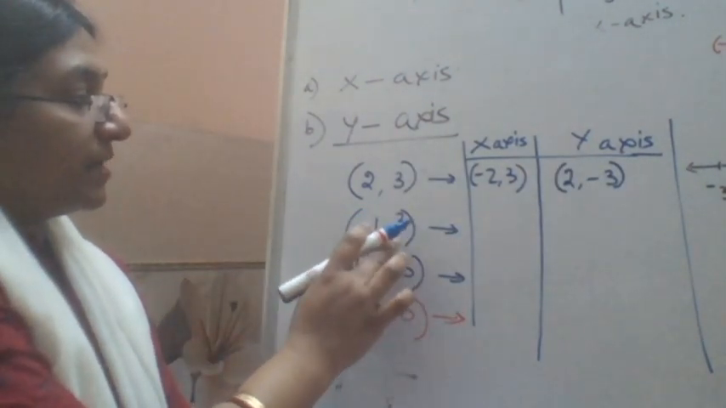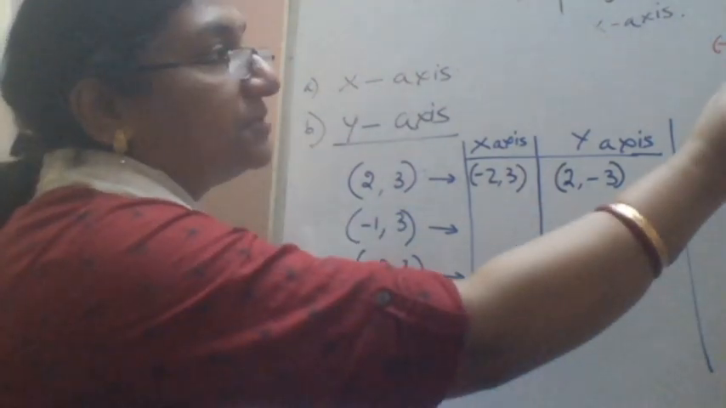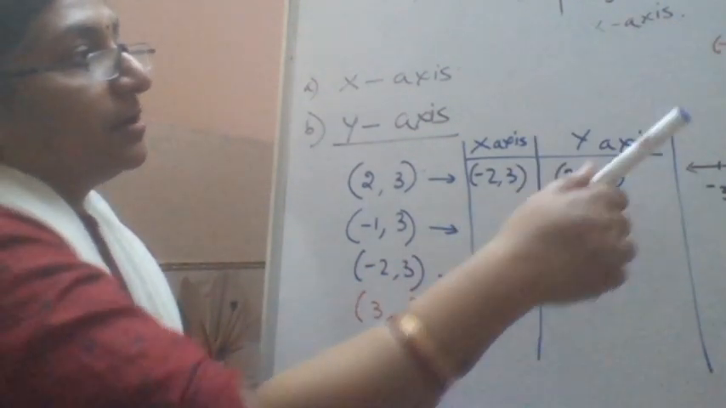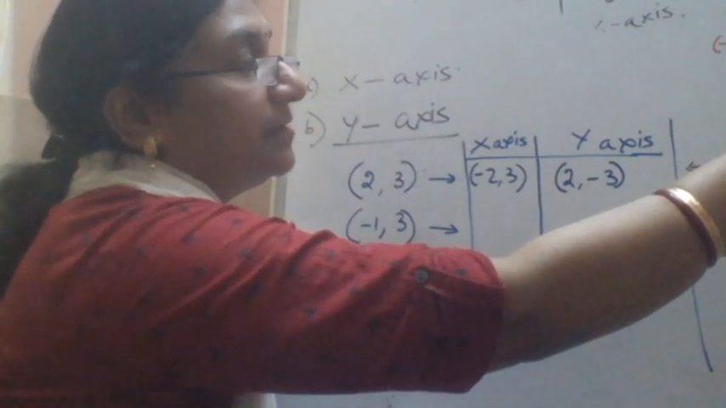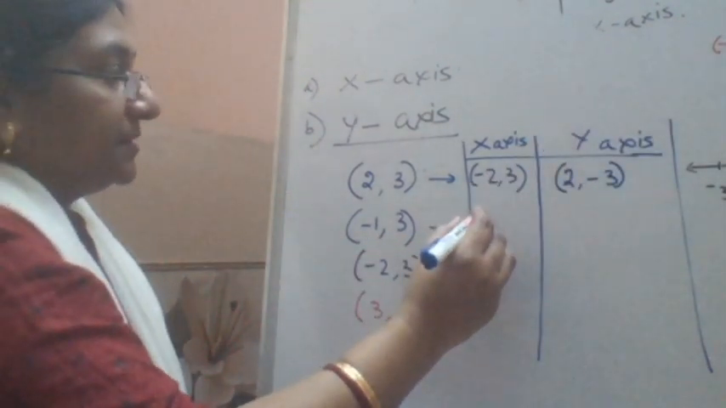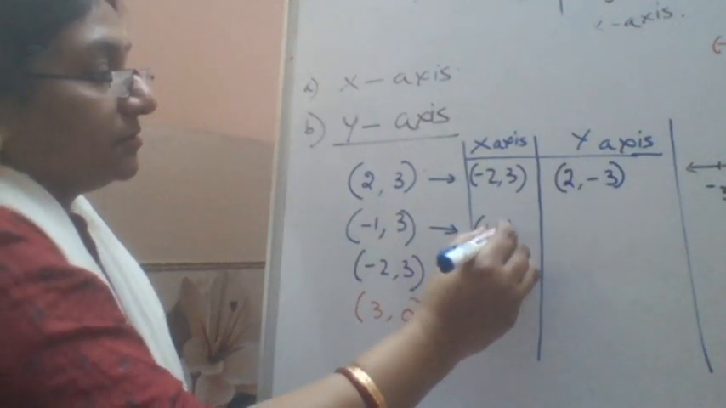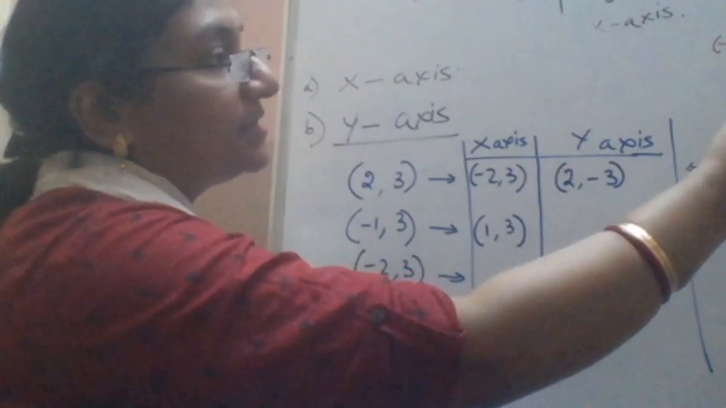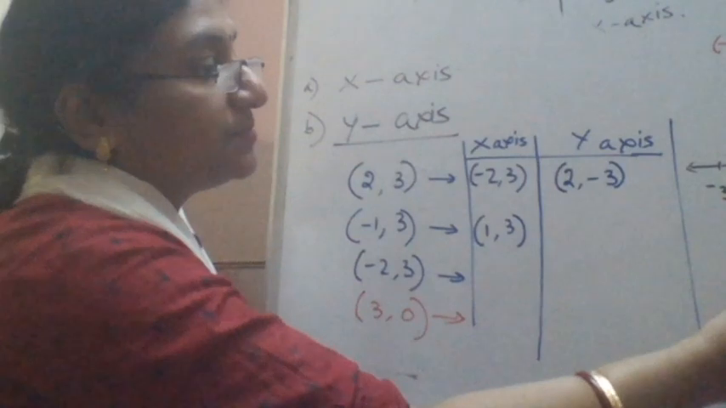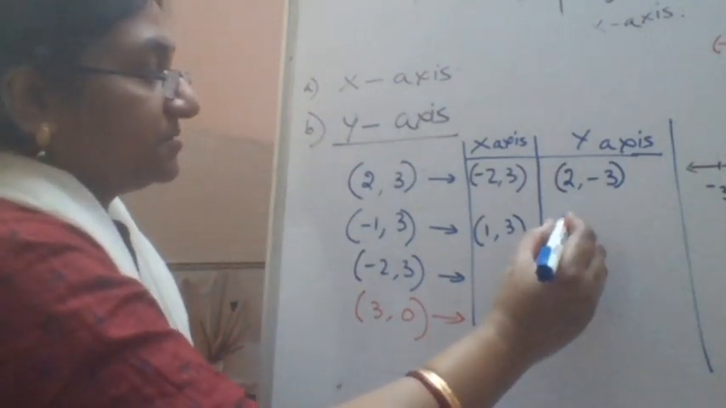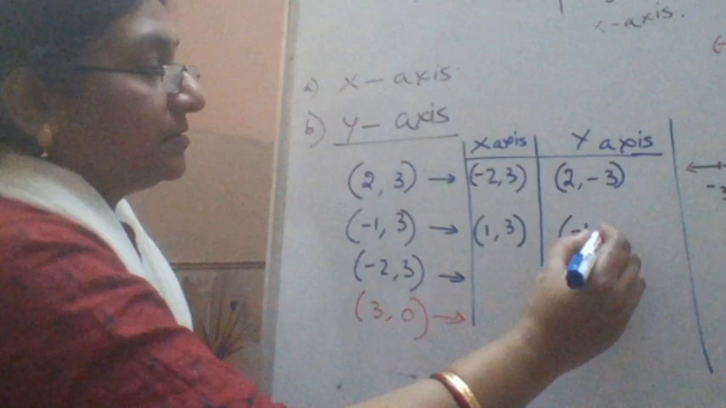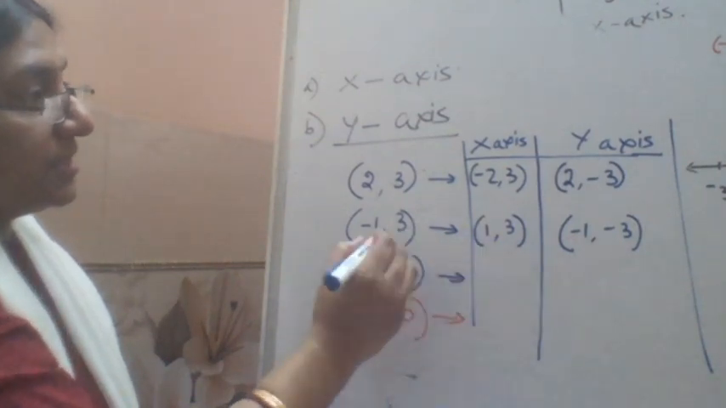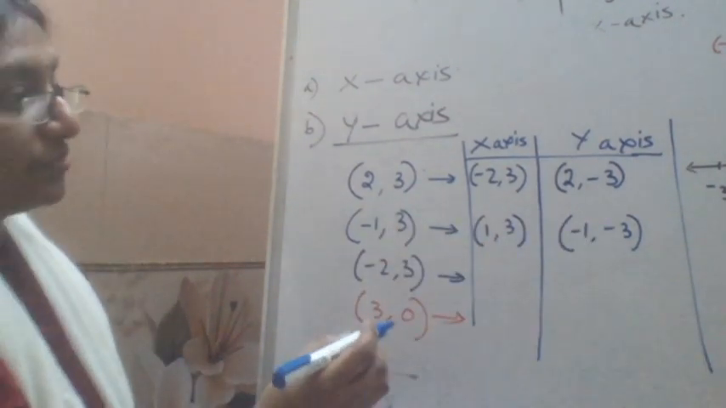Now if we are talking about minus 1, 3, minus 1, 3 will be this point. And where will be the reflection along the x-axis? This will be 1, 3. And about the y-axis, if the reflection is taken, then this point will be minus 1, minus 3. About the x-axis, the image will be 1, 3 and about the y-axis, the image will be minus 1, minus 3.